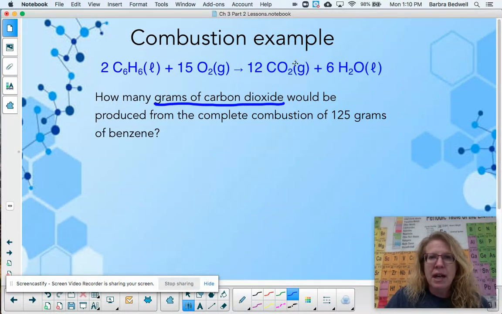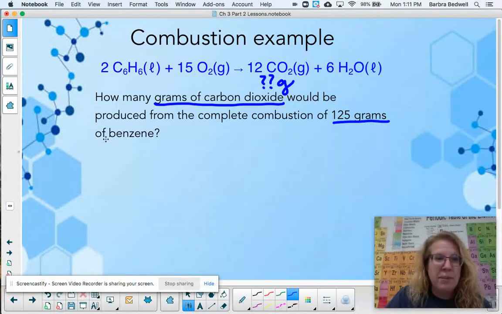Here it is. And I want to find grams of this. Okay, this G here, remember, means gas. It doesn't mean grams. L means liquid, gas, etc. So how many grams of carbon dioxide would be produced from the complete combustion of 125 grams of benzene?